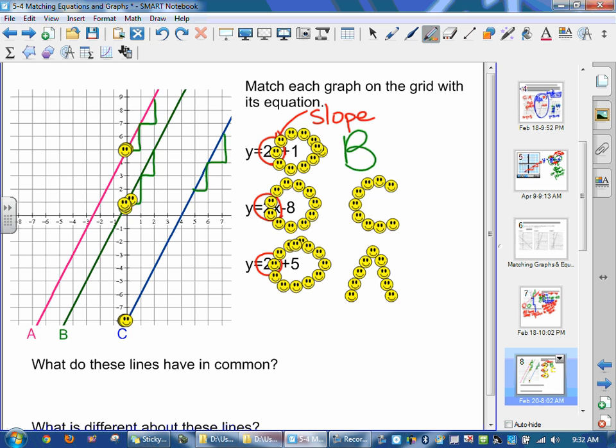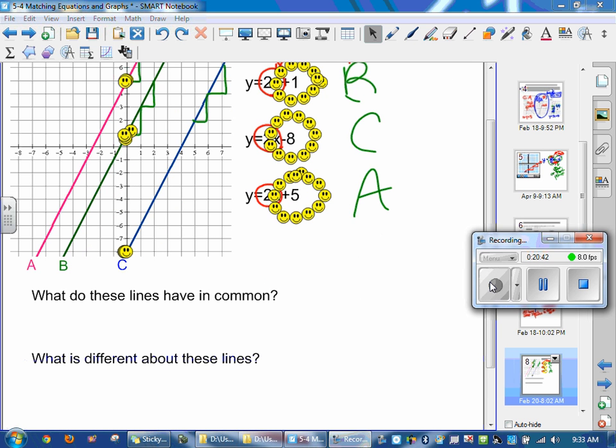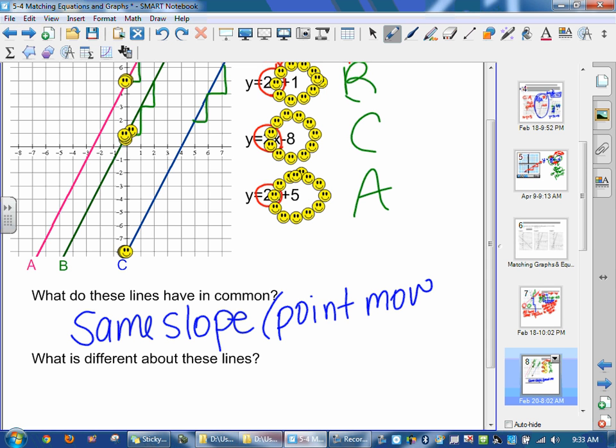Okay, so what do they have in common then? Well, we said they all have the same slope. Okay, they all have the same slope, which means their point moves the same. 2 up, 1 right. Okay, so the point all moves the same. What is different? Their start points.